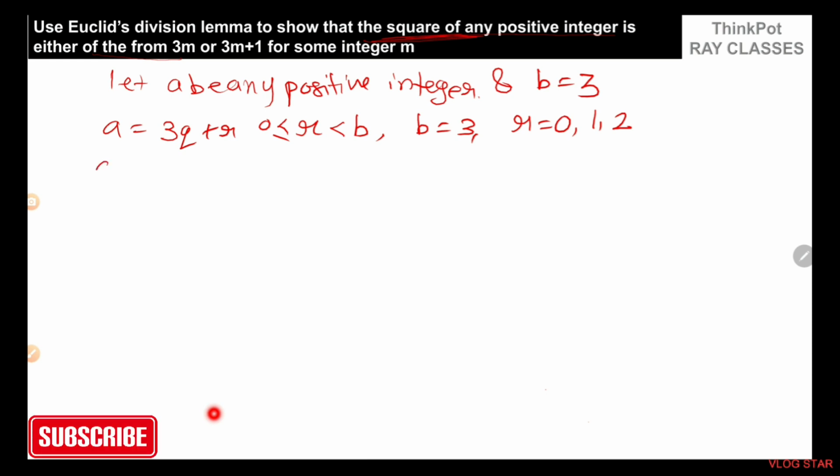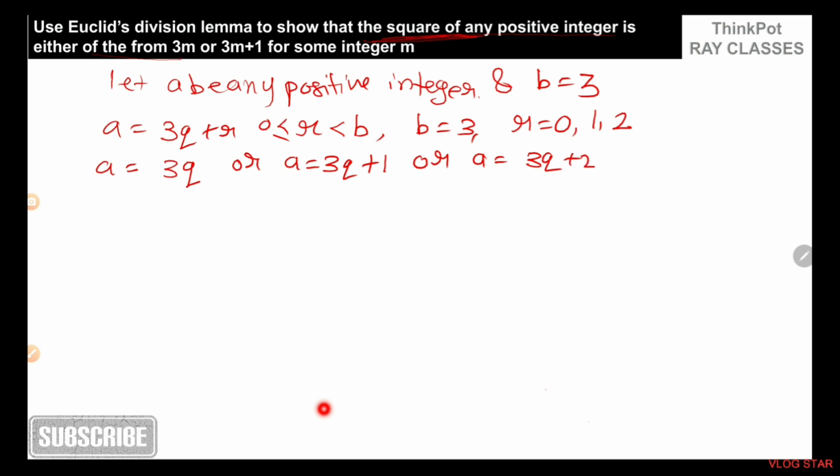That means your a can be represented as 3q or a can be represented as 3q plus 1 or a can be represented as 3q plus 2. These are the three ways by which we can write value of a. But the question is to show that square of any positive integer. So we have taken a any positive integer.